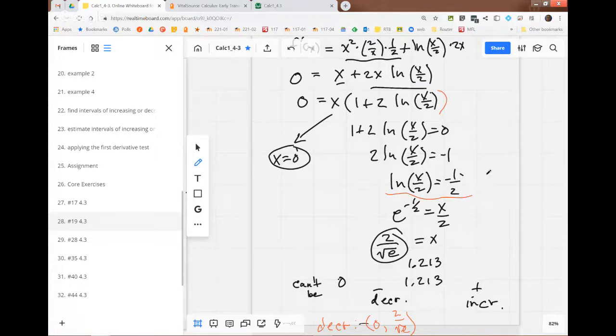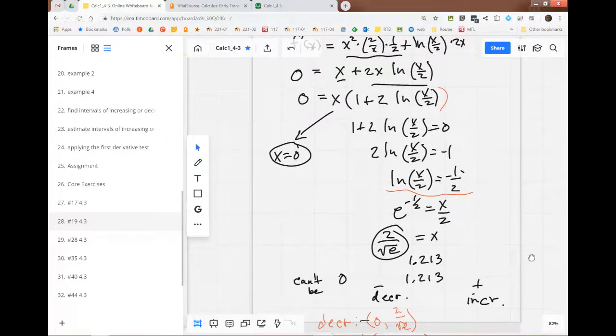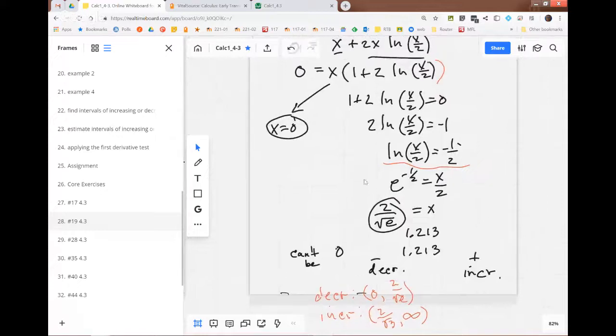E to the negative 1/2 means 1 over the square root of e. Multiply both sides by 2, and you can get a decimal out of that, 1.213. So remember, don't forget, we got 0 too. So we found our second critical point. One of the critical points is 0. The other one is 1.213. Now that divides the number line, so we've got 2 points.